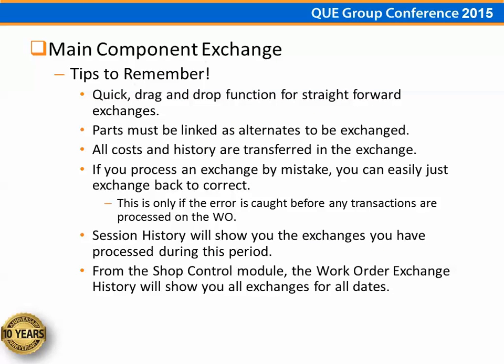Tips to remember: drag and drop functions are quick and straightforward. The parts must be linked as alternates to be exchanged. All cost and history are transferred in the exchange. And if you process an exchange by mistake, you can easily exchange it back in this method. That's only if you haven't done any other history or made any other changes. If you've done anything, I really wouldn't recommend it, but if you did it by accident and you need to swap back really quick, it's simple to do.